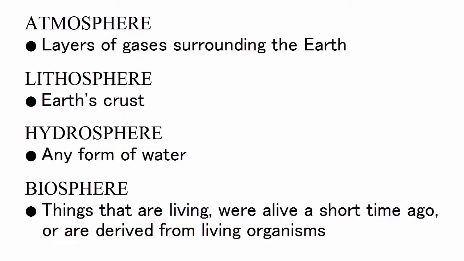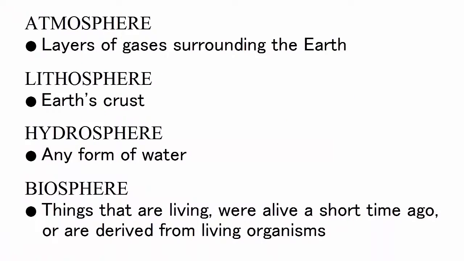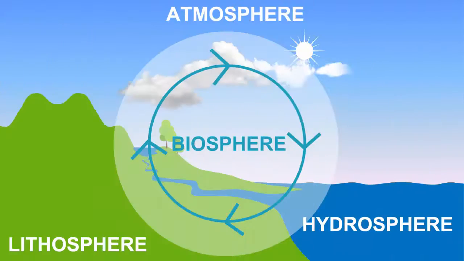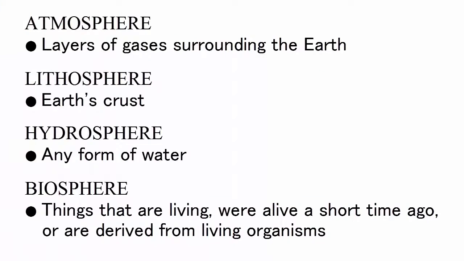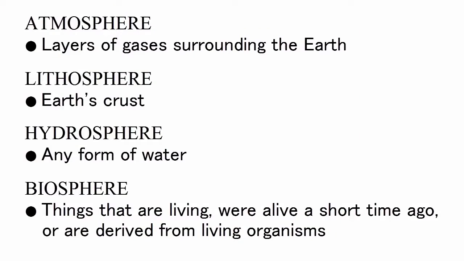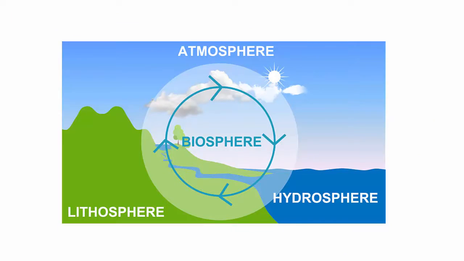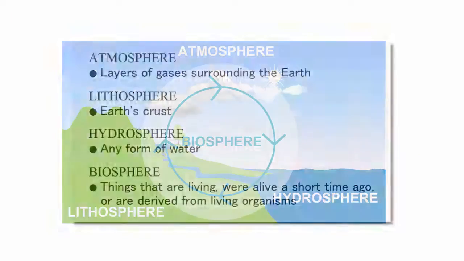As you've just seen, atmosphere is layers of gases surrounding the Earth. Lithosphere is the Earth's crust. Hydrosphere is any form of water. And biosphere refers to things that are living or alive a short time ago or are derived from living organisms. In this example, the diagram and explanations were presented successively one after another instead of together.